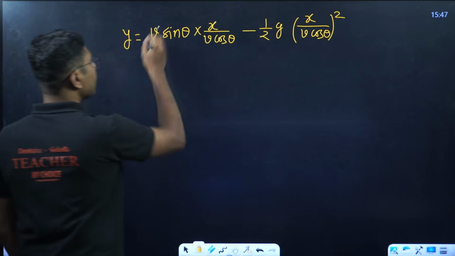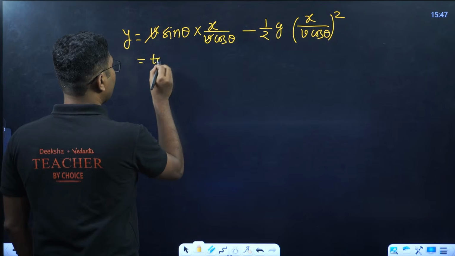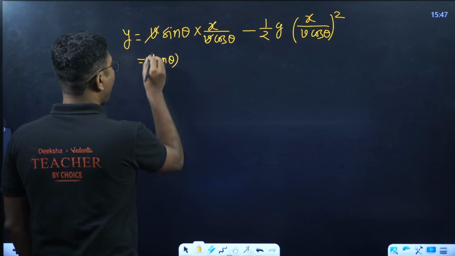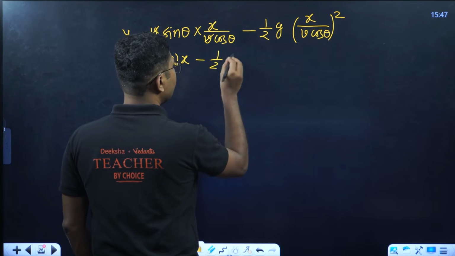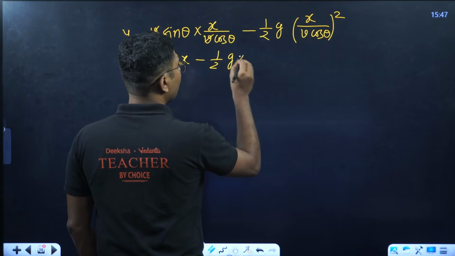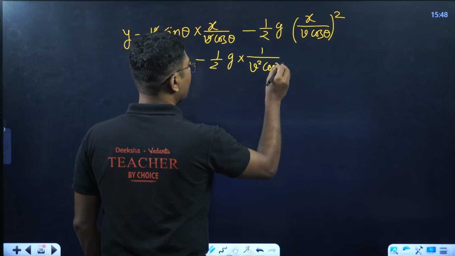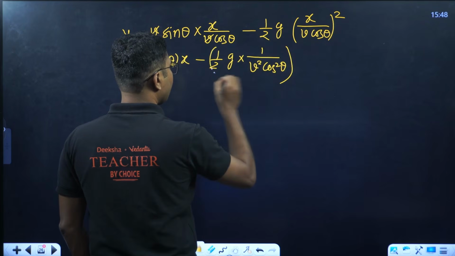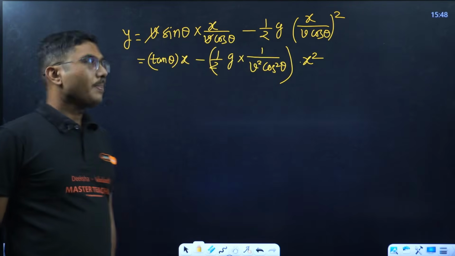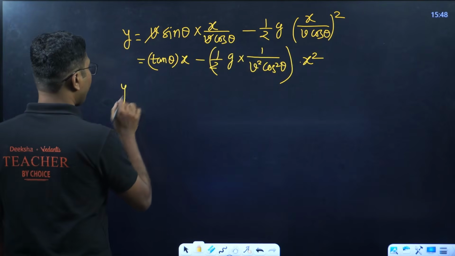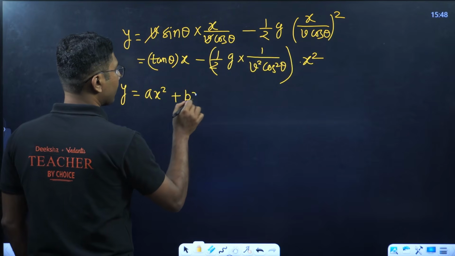Now if you see that this v cancels, you get tan theta into x minus half g into 1 by v square cos square theta, all in bracket, into x square. Okay, or you can write y equals to ax square plus bx.